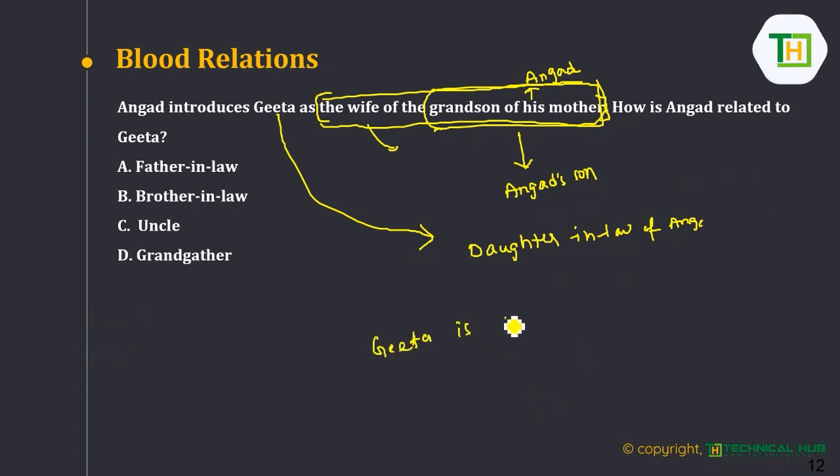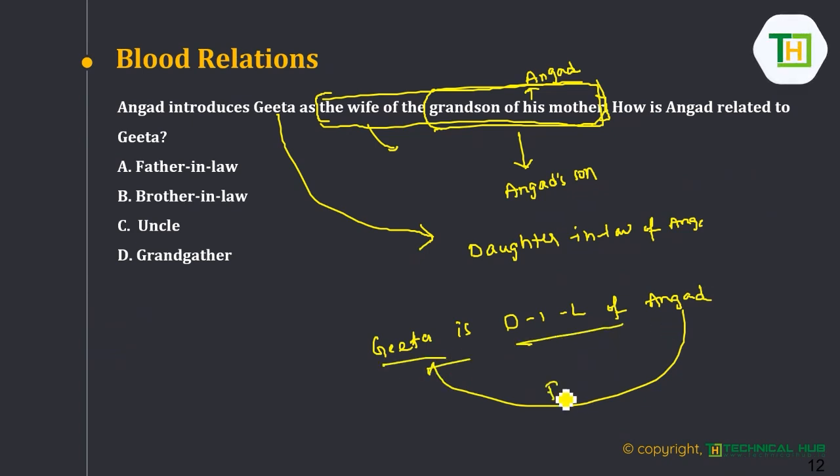Geeta is the daughter-in-law of Angad. But what I need is how Angad is related to Geeta. If Geeta is the daughter-in-law of Angad, then Angad will be the father-in-law of Geeta. So the answer is father-in-law. I hope you understand now.